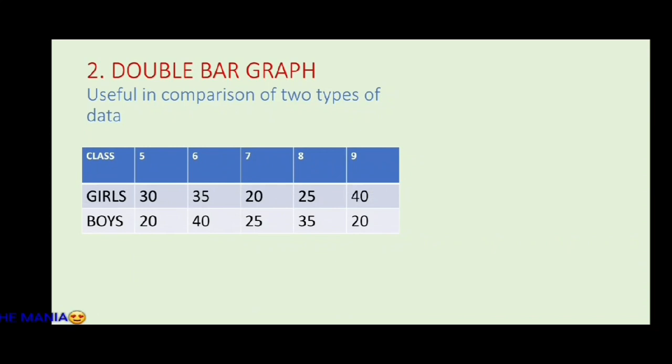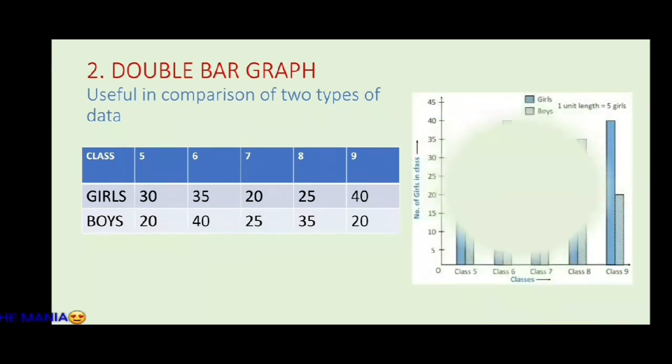Let us take this example. Now this table is showing us different classes and the number of girls and boys in the various classes. So you can see that here instead of one quantity, we are going to represent two quantities, that is number of girls and number of boys, on the same graph. And so this type of graph is called double bar graph. The method of drawing a double bar graph is the same as that of a single graph. The only difference is that you will find two bars attached together, one for girls and the other for boys. Let's see how the graph looks.